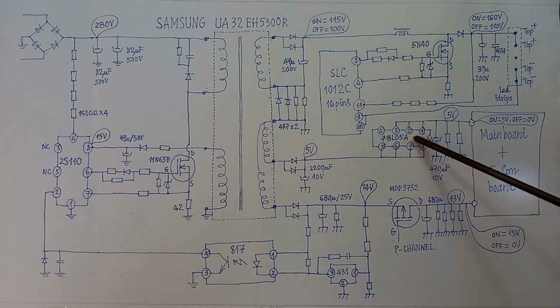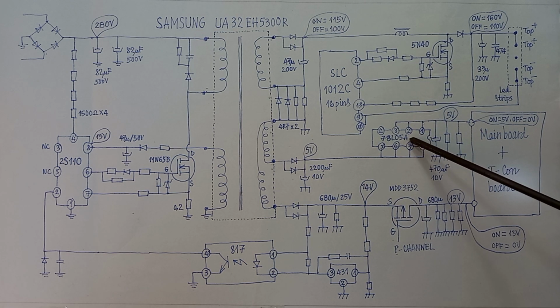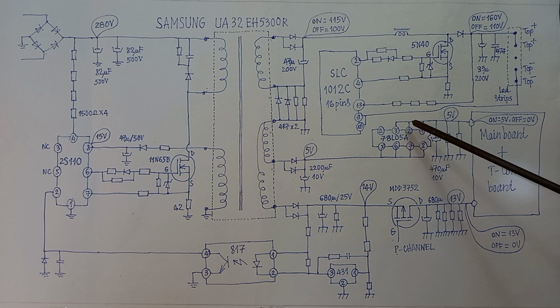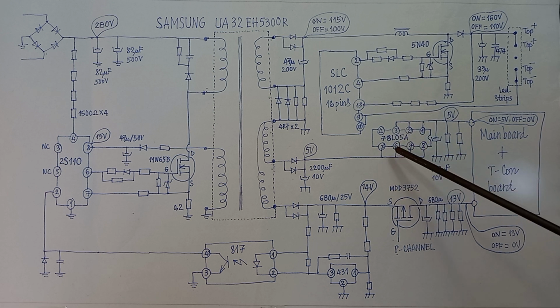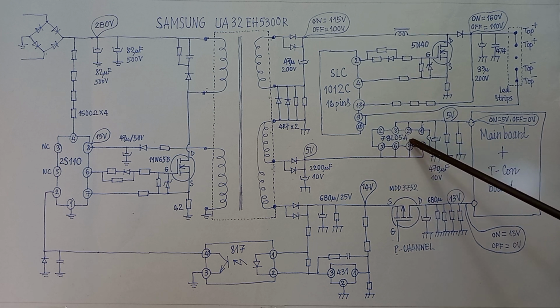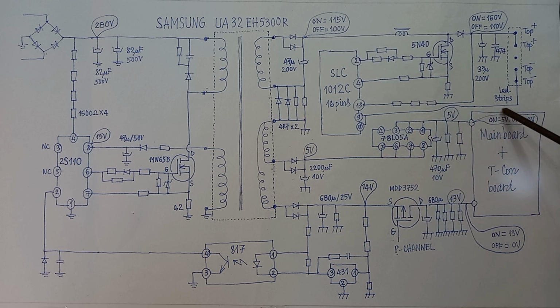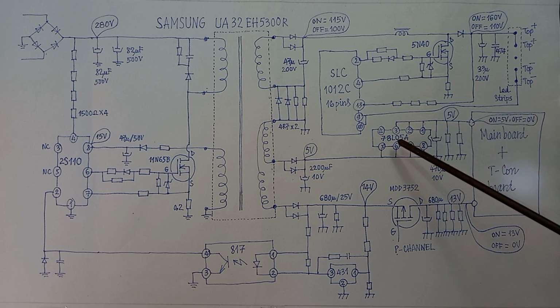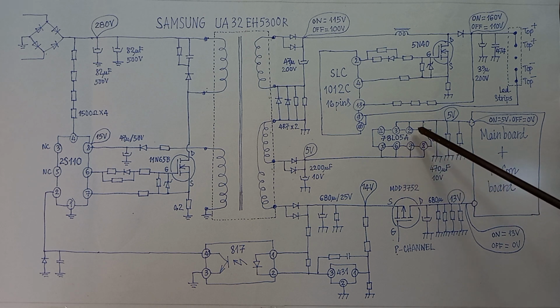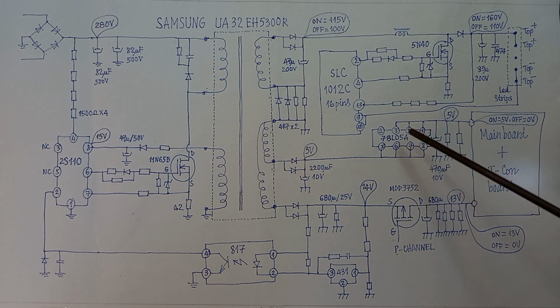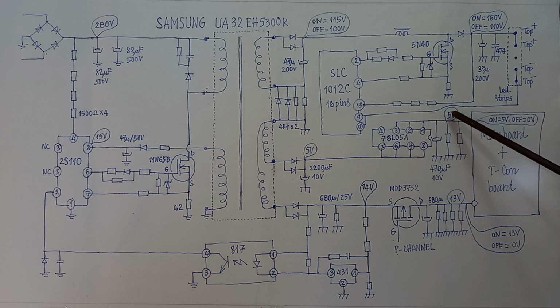Here is the voltage stabilizer IC. When we press the power on button, this IC will conduct electricity to supply the voltage 5 volts for the main board. When we press the power off button, this IC will not conduct electricity, so no voltage here.